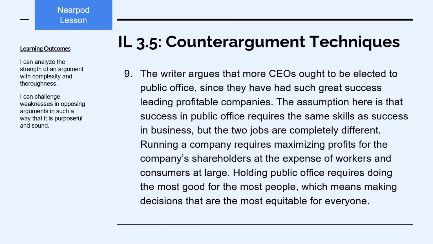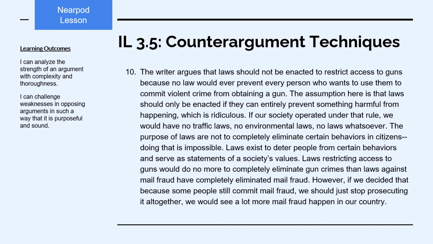And finally, number 10, the writer argues that laws should not be enacted to restrict access to guns because no law would ever prevent every person who wants to use them to commit violent crime from obtaining a gun. The assumption here is that laws should only be enacted if they can entirely prevent something harmful from happening, which is ridiculous. If our society operated under that rule, we would have no traffic laws, no environmental laws, no laws whatsoever. The purpose of laws is not to completely eliminate certain behaviors in citizens.